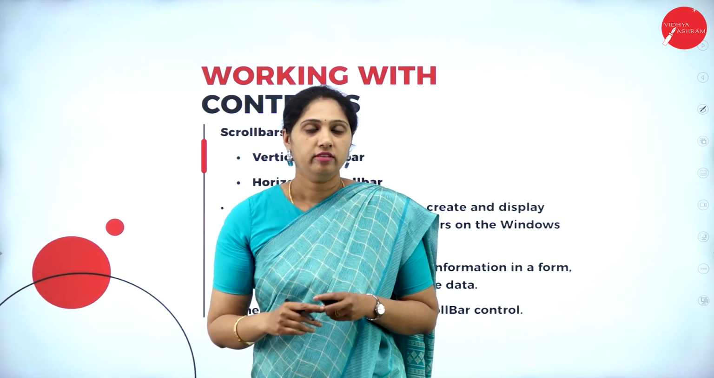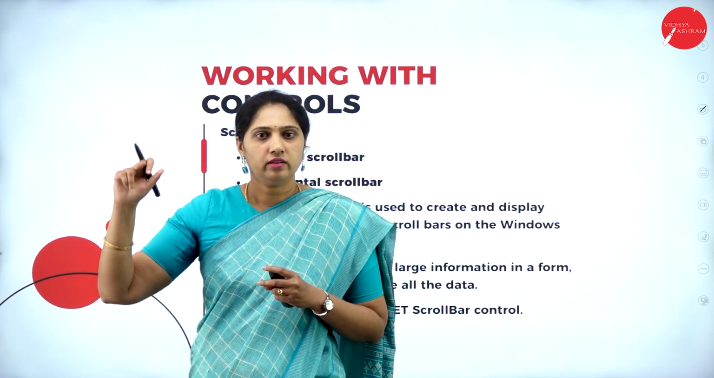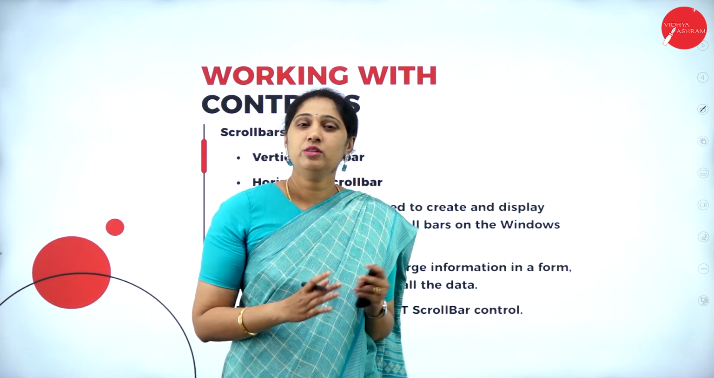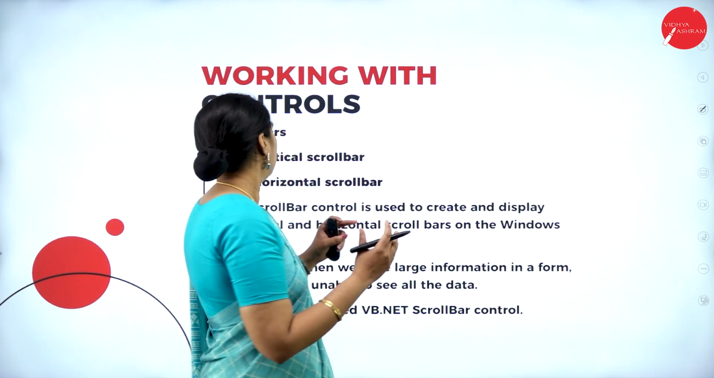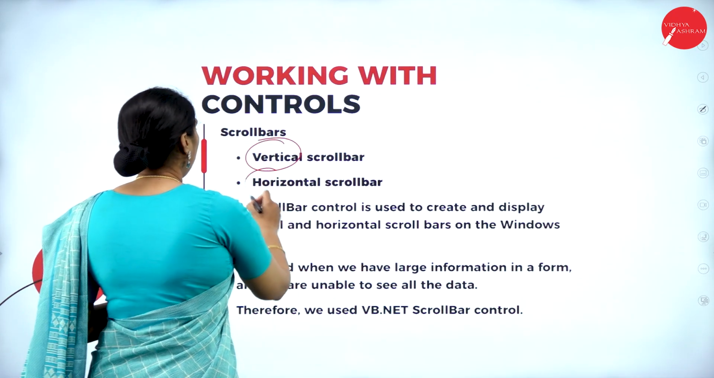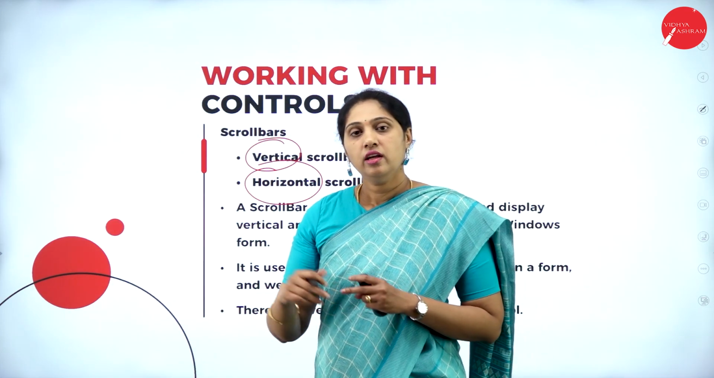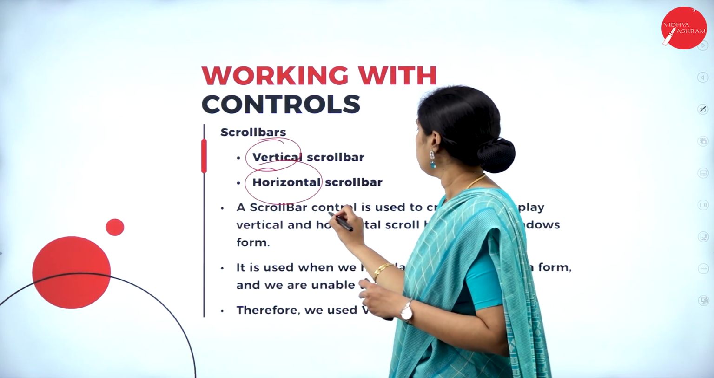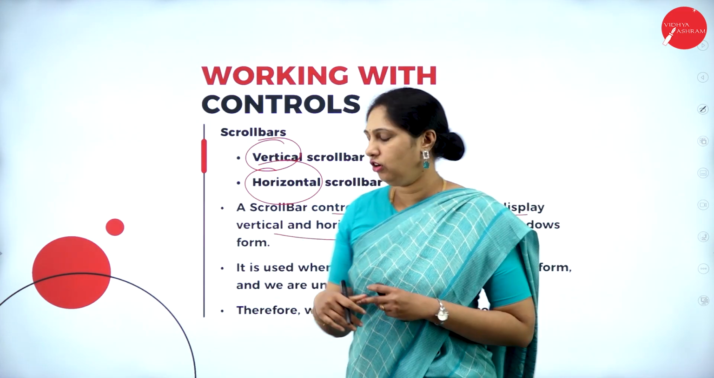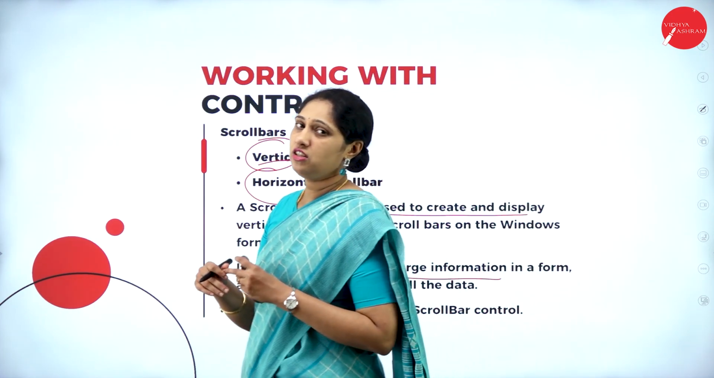Next is scroll bar. We are also familiar with the scroll bar. If the content is more, you get a scroll bar. You just scroll and see the next content. So here also same concept, but what are other scroll bars? The types of scroll bar are vertical and horizontal. We all know what is vertical and what is horizontal and how to use. We know scroll bar is used to create and display the vertical and horizontal when you have a large information.